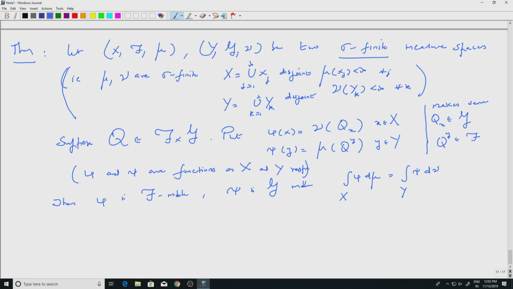I take two sigma finite measure spaces. Sigma finiteness is important, otherwise we run into some problems. We will see that in the proof. When I take a measurable set in the product sigma algebra, I can look at the sections and define these functions phi and psi. So phi and psi are measurable accordingly, in the sense that phi is defined on X, so it is measurable with respect to script f, and psi is measurable with respect to script g, and these integrals are the same. The integrals being the same is the key.